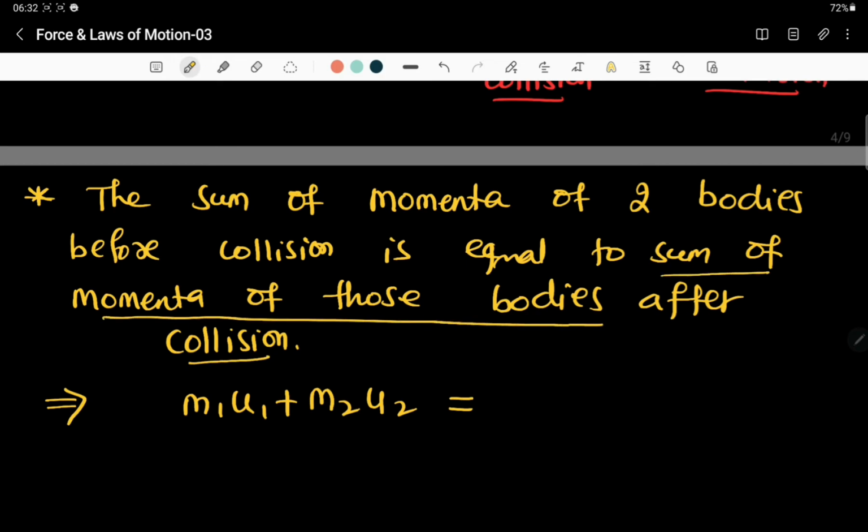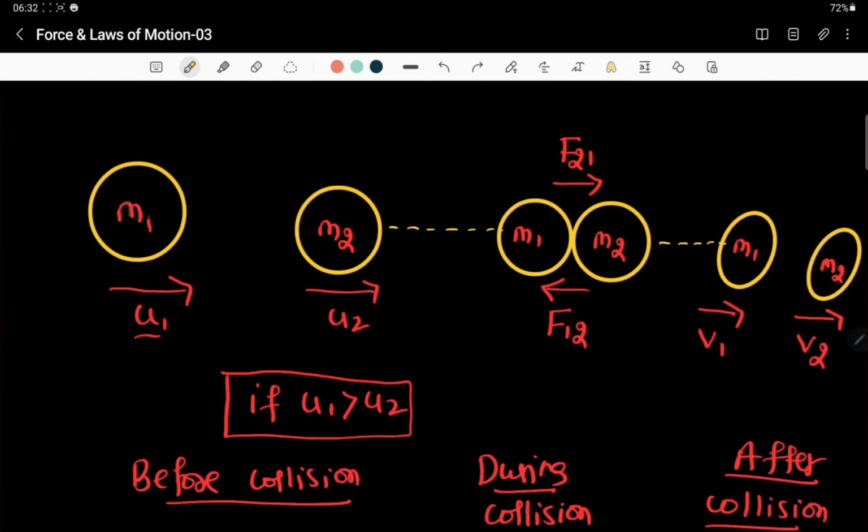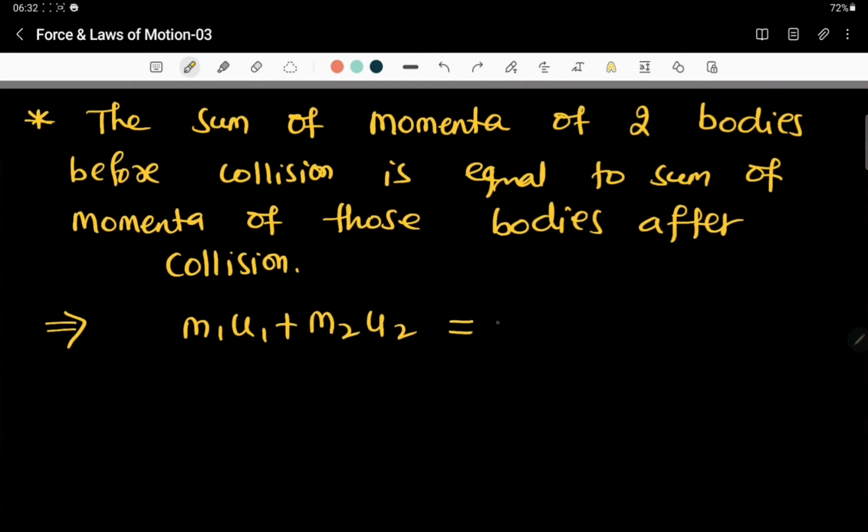those bodies after collision? After collision, now look at this, what is the momentum here? m1 v1. What is the momentum here? m2 v2. Just add them, so it becomes m1 v1 plus m2 v2. Very important equation. All right, so put it in a box.